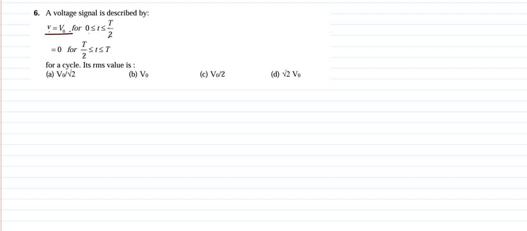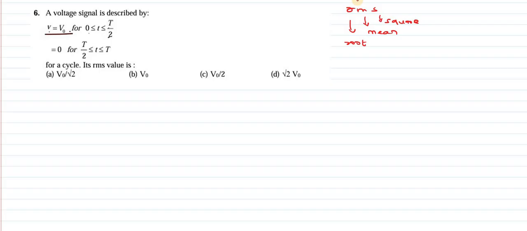The voltage signal is described by V equal to V naught for the time 0 to T by 2, and it is equal to 0 for T by 2 to T. So for a cycle they have given, we need to find the root mean square value. For root mean square value, you should remember that first we have to square the given function, then take the average value, then take the root of that.